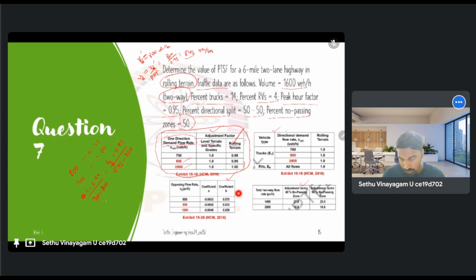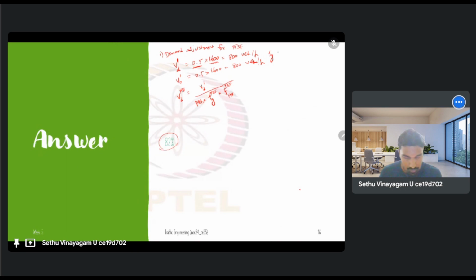If you calculate this, FG will come to approximately 0.99. It will be a little more than 0.99, but there will be only third decimal changes, so we can approximately consider it to be 0.99 itself. Therefore FG is 0.99 for our case. Next we want the FHV. So how do we get FHV?